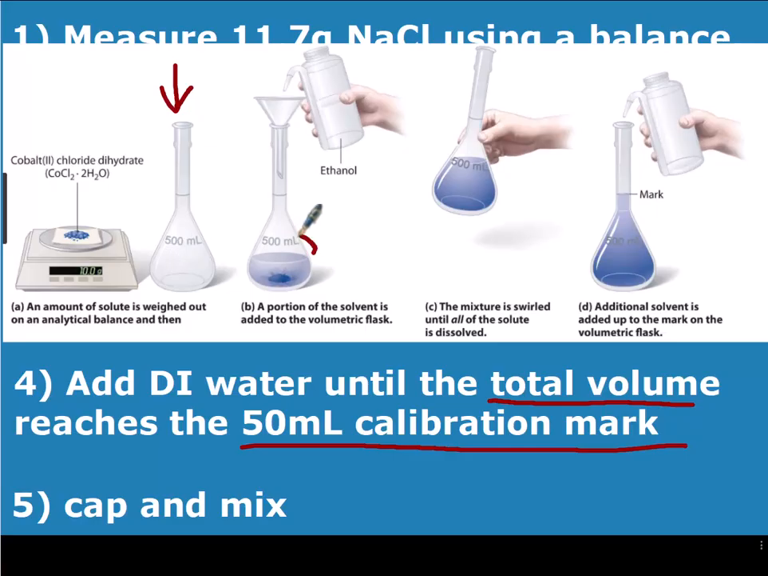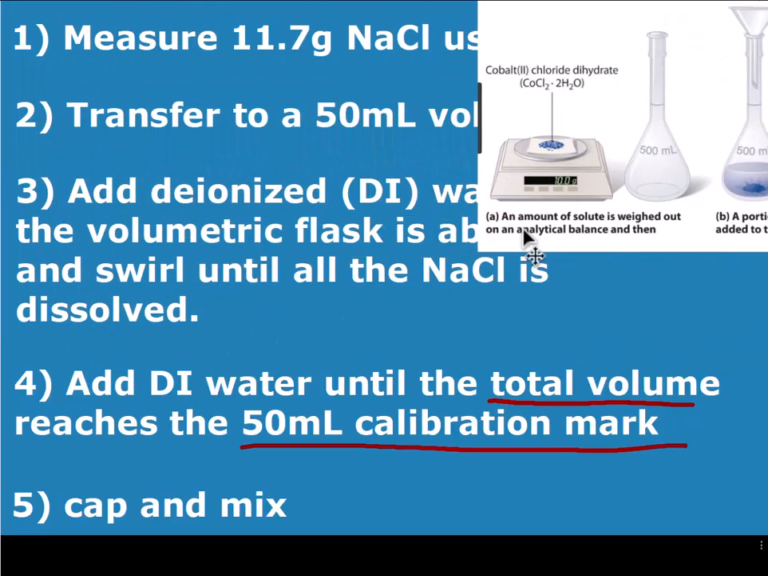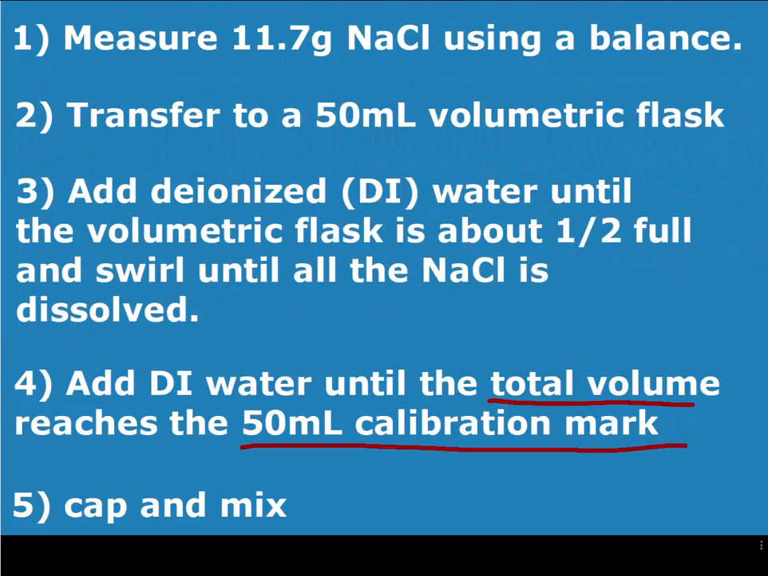Then I fill it about halfway with DI water, and I'm going to swirl it until it's all dissolved. Once it's dissolved, then I add water until it reaches the calibration mark. In this picture 500, but in our problem 50. Go ahead and pause the video, make sure you have all that written down before moving on.